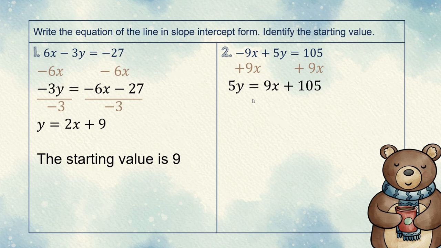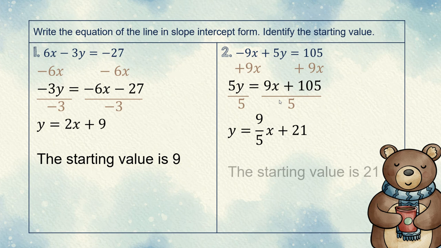The last step here is divide by the number in front of y. Our number in front of y here is 5. Remember, when we divide, we have to divide everything, each term, by 5. So 9 divided by 5, we can't simplify that anymore, so we'd have 9 over 5x plus, and 105 divided by 5 is 21. So our final slope-intercept form equation would be y is equal to 9/5 x plus 21. My starting value is, hopefully you guys are saying 21, right? My y-intercept, or my starting value, is 21.